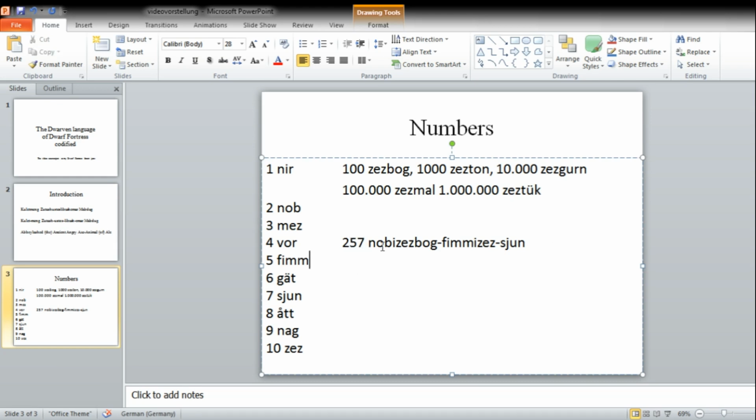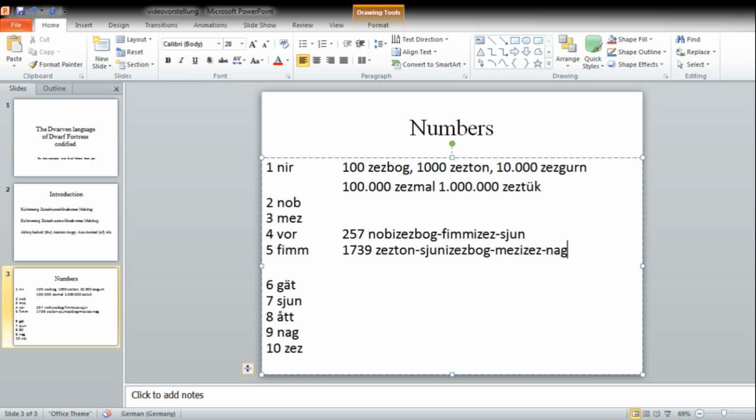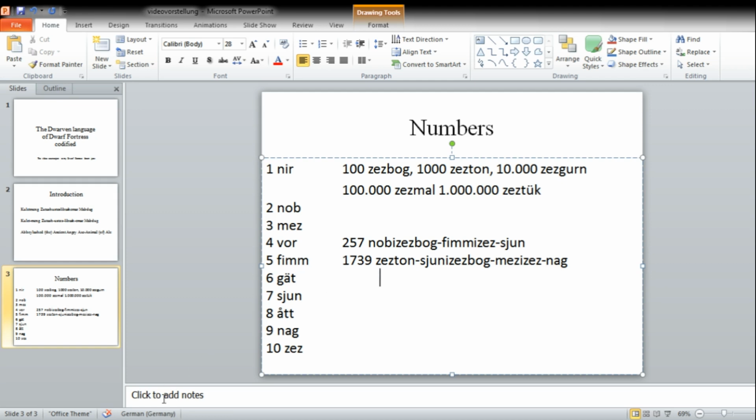Again, I try to make this fairly straightforward. And we can use a somewhat larger example. Here again, zez ton, 1,000, juni zez bog, 700, mezi zez, 30, nag, 9. And then one really big example is, this is so nice to have this already typed, I could just copy it.